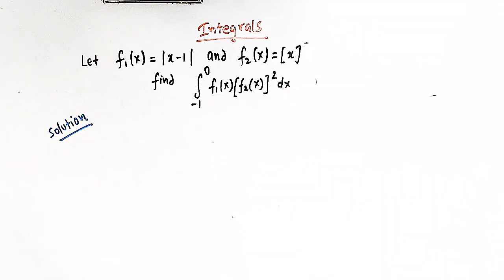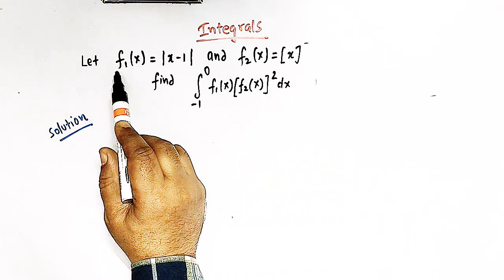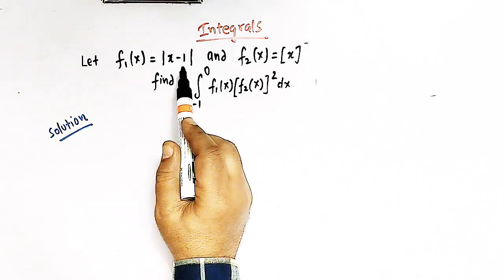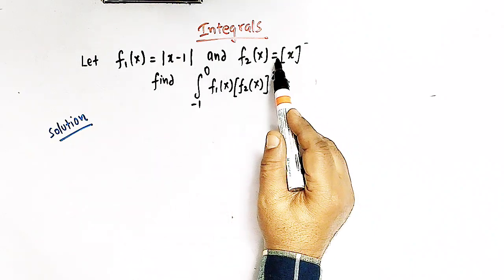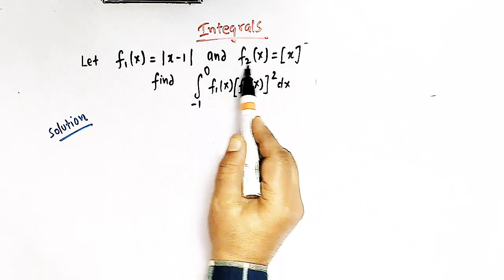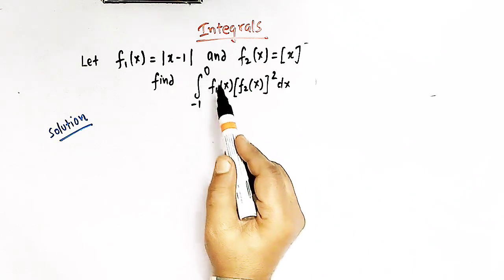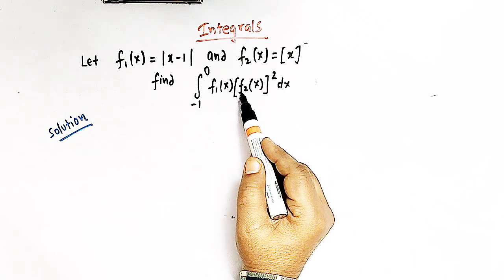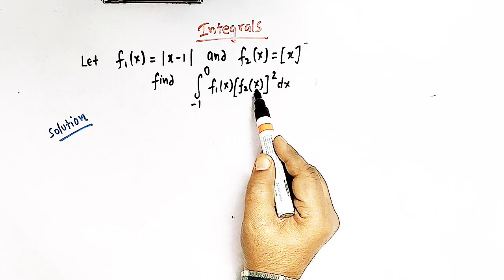Hello viewers, in today's session we are going to discuss another important problem from integrals. So here we are given two functions. f1(x) is equal to mod of x minus 1 and f2(x) is equal to greatest integer of x, and we have to find the value of this integral, that is from minus 1 to 0 f1(x) multiplied with the square of f2(x), right?